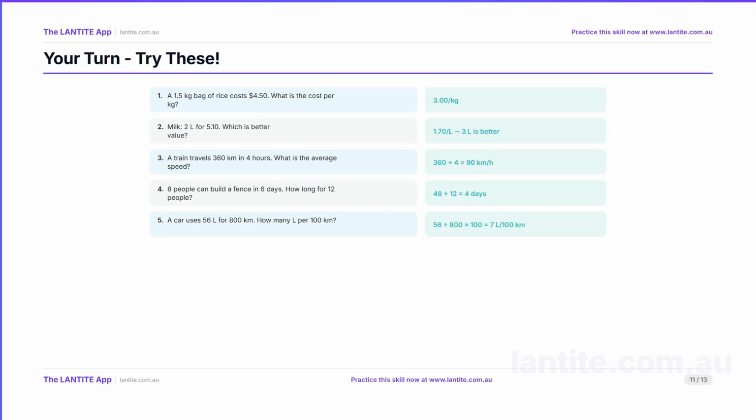Now, pause the video and try these 5 problems. Problem 1 asks for a unit rate. Divide the cost by the weight. Problem 2 is a comparison. Find the cost per liter for each and compare. Problem 3 involves speed. Use the speed equals distance over time formula. Problem 4 is inverse proportion. More people, less time. Problem 5 is a fuel consumption question. Check your answers when you're ready.